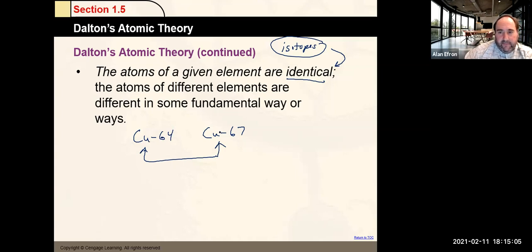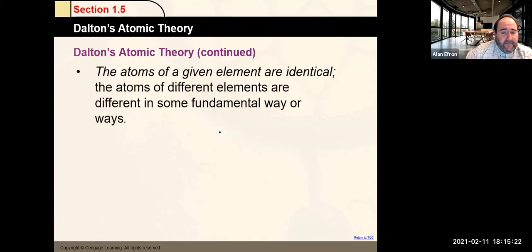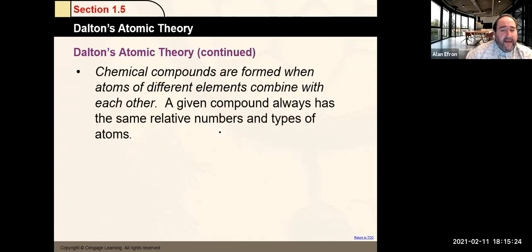So those two main things from Dalton's atomic theory are not necessarily 100% correct. Again, atoms are not necessarily indestructible, and they can have atoms of the same element that are not identical to each other. Again, the presence of something like isotopes, as we just talked about, basically proves that.